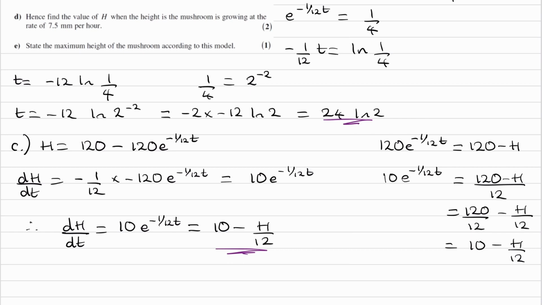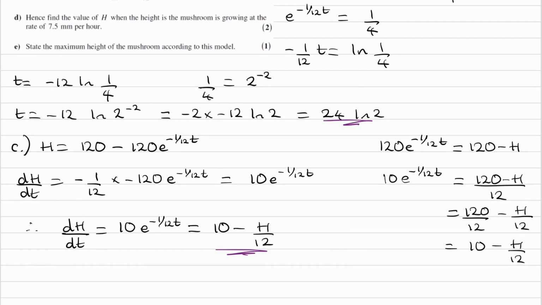So on to part D. Hence find the value of h when the height of the mushroom is growing at a rate of 7.5 millimeters per hour. So the key things from this question are, one, it's growing, that tells us something. Rate is the key word here. So think about what rate means in this question. If we know that the rate of growth of the mushroom is 7.5 millimeters per hour, that gives us an equation. Once we have that equation, then we can use what we've already worked out in the previous parts to work out what h is. So first thing you want to do is figure out what rate means, get an equation using the 7.5 millimeters per hour and the fact that the mushroom is growing.